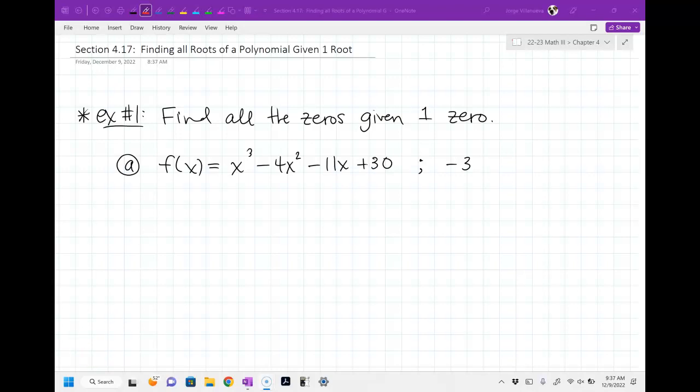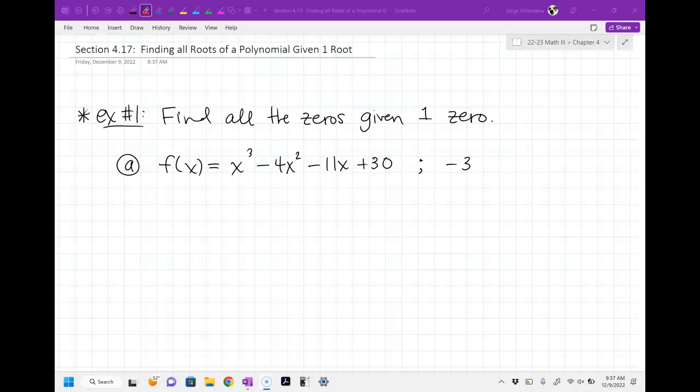All right, so in section 417, this is the final section for this semester. I think it's the actual final section in the chapter. We're going to be finding all the roots of a polynomial given one root. In other words, they're going to give us a solution to the polynomial, and they're going to say find the rest of the solutions, right?